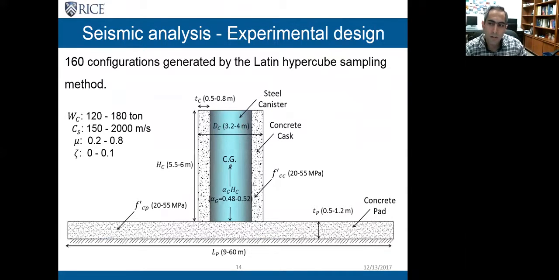Here we are interested in the seismic response of the dry casks, and we want to consider the most important parameters. To do that, we have considered 12 parameters, mainly geometric and material parameters, as well as the weight of the cask and also the friction coefficient between the cask and its foundation. By using Latin hypercube sampling, I generated 160 configurations of this problem.